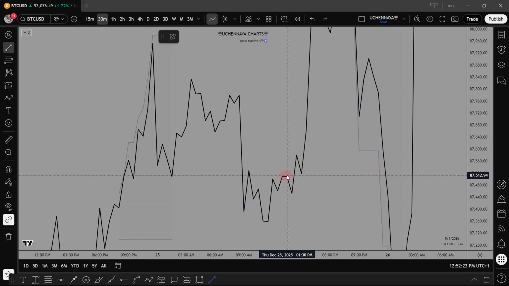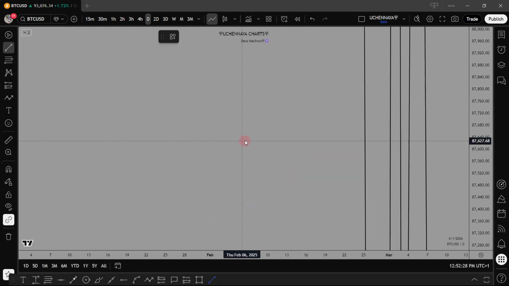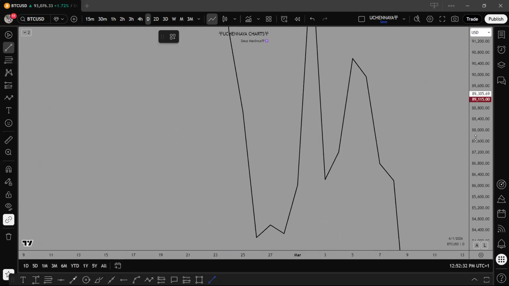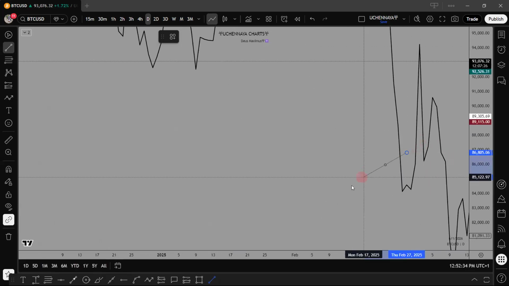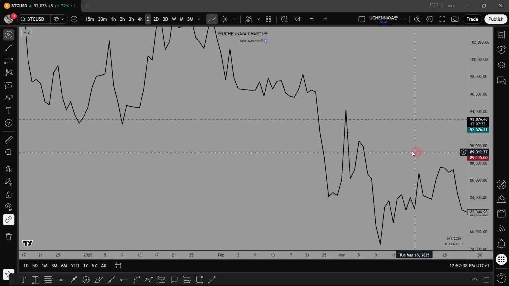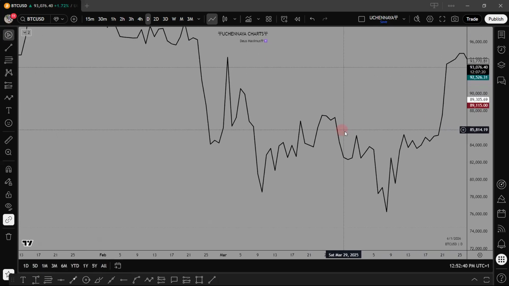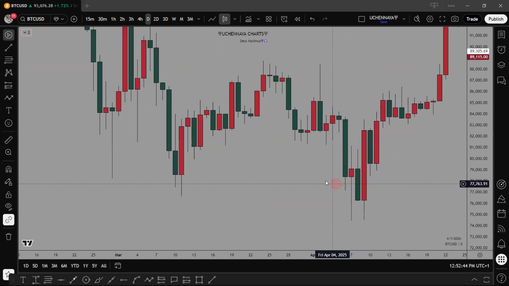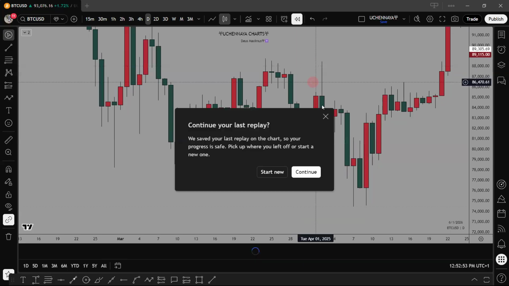Okay, this is your resistance. Why am I on the 30-minute time frame? We don't even trade the 30-minute time frame. Now this is on the daily time frame. It's just for drawing purposes. That's why I'm on that 30-minute time frame. Now this is the daily time frame.